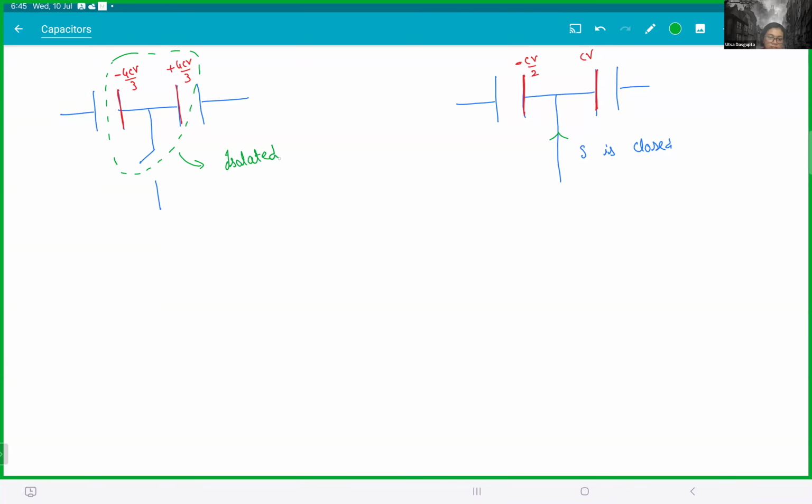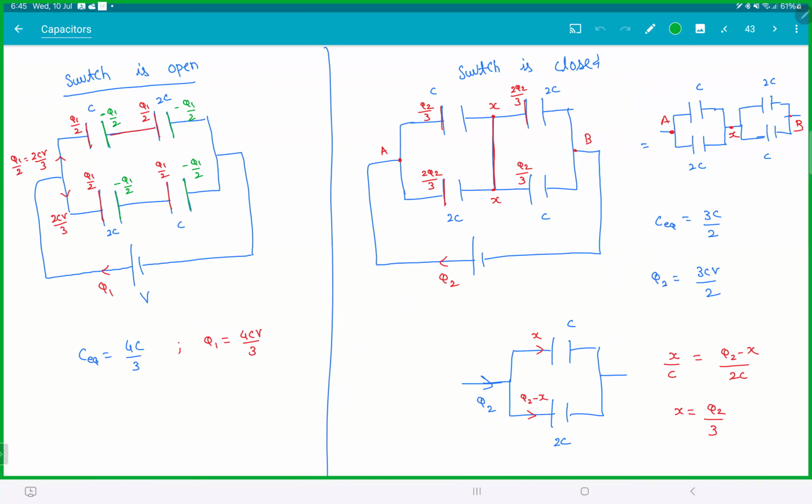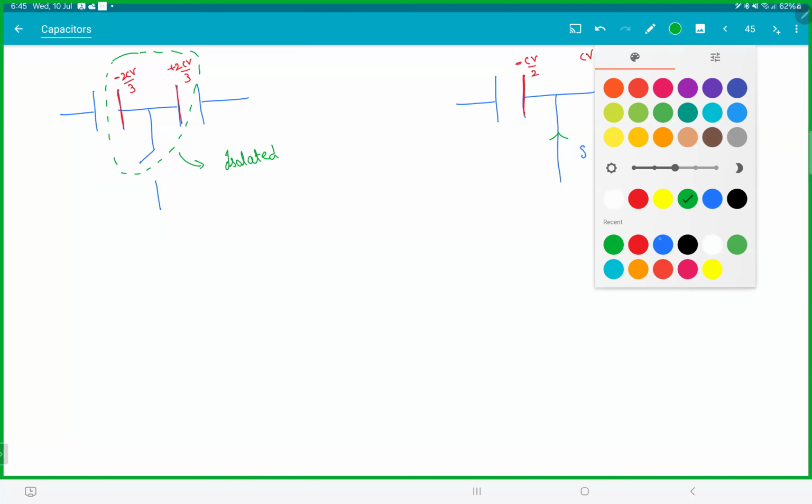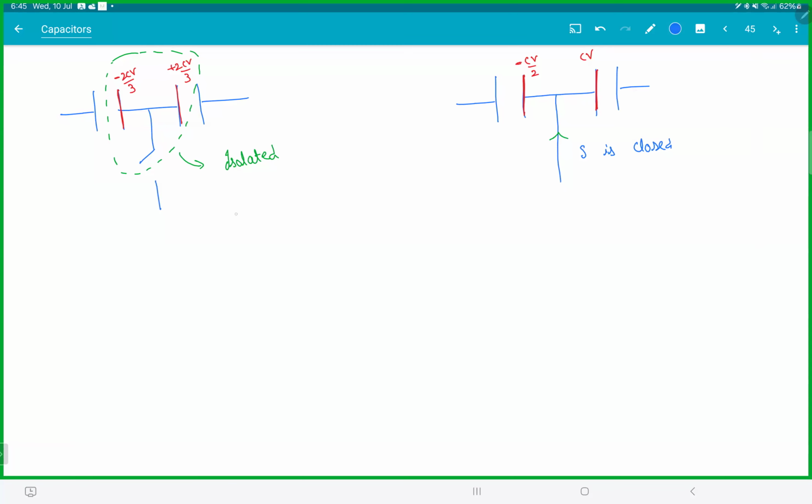Minus 4C by 6 would be, where would it be? Yes, it would be 2CV by 3, right? Yeah. It was minus Q1 by 2, right? So minus 2CV by 3, but okay, luckily the answer still came out. It is wrong though. You're getting it? That's isolated here. So that means any charge on these two plates must have come through the switch.